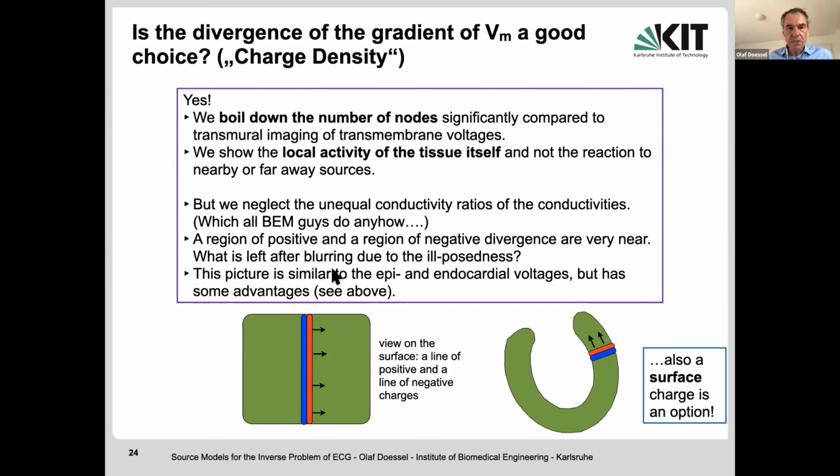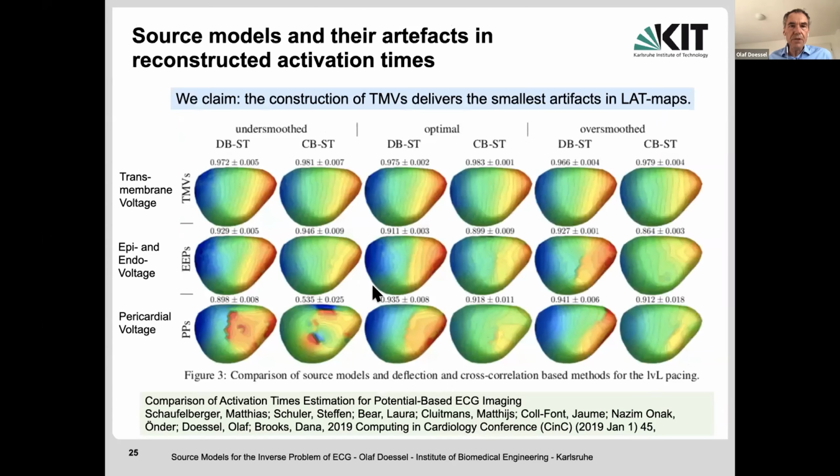Finally, this picture is quite similar to the epi and endocardial voltages, but it has some advantages. It seems to be a bit more sharp. And at the end of this talk, I want to refer to work that Steffen has done. He says we have to look into artifacts. What is really a good source?